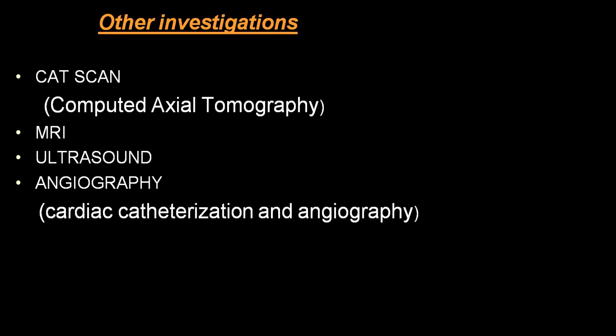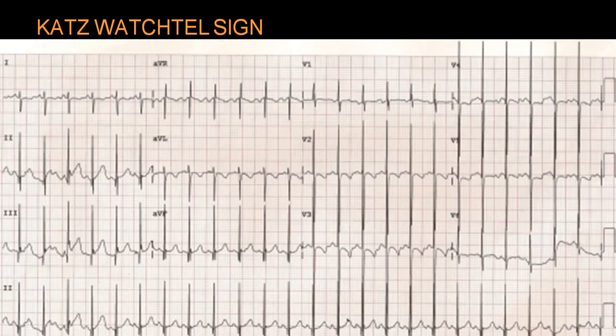CAT scan is usually not required unless you are planning for surgery. Ultrasound is enough. Angiography, CT and MRI, a combination of MRI angio or CT angio is usually required if you want to plan for surgery and find out the associated defects, coronary artery blood flow, etc. So you will have more of LVH with RVH, so we call it BVH.